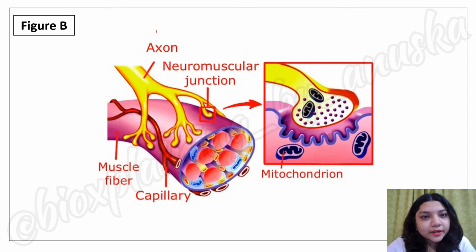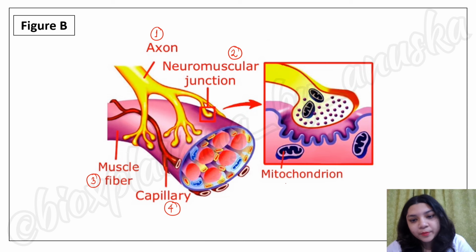Okay, let's check. Part 1 is the axon, part number 2 is the neuromuscular junction, part 3 is a muscle fiber, part 4 is the capillary, and part 5 is the mitochondria.